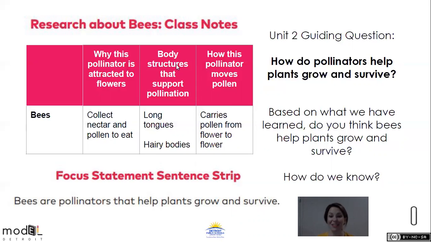Yes, of course they do. And how do we know? We know because we can see that their bodies are furry and that the pollen sticks to their fur. We know that bees have long tongues that go to the plant to get the nectar, but while they're trying to get the nectar, they're getting pollen all over them. We know that bees are very, very hungry and they travel from flower to flower, but while they're traveling from flower to flower, the pollen is falling off on them. And that's what's creating the pollination.